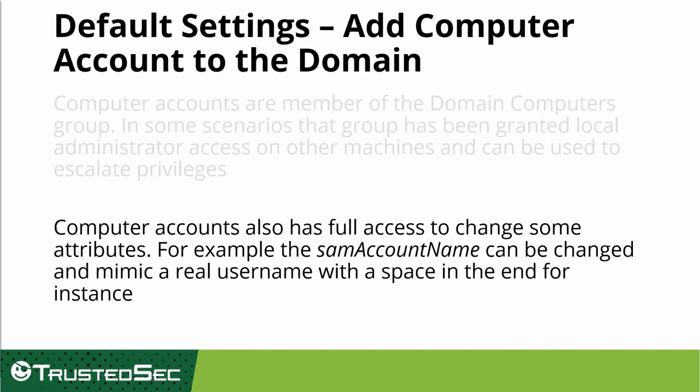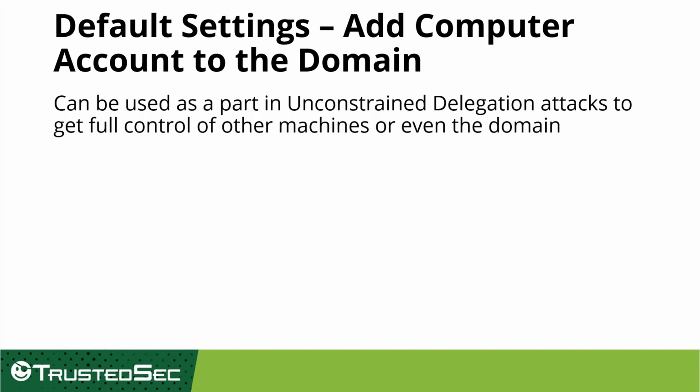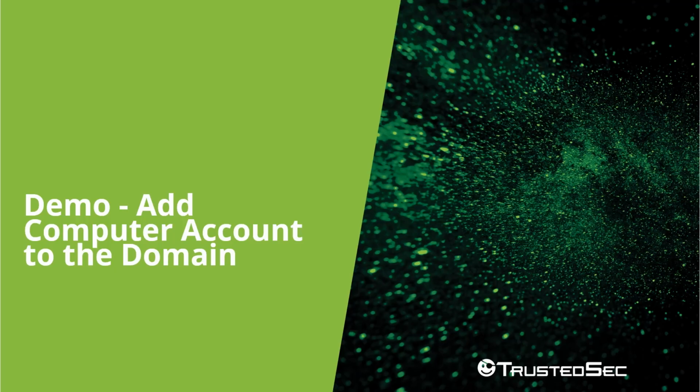A computer account also has full access to change some of its own attributes. A great example that attackers can abuse is changing the SAMAccountName attribute to mimic a real user to confuse defenders. Computer accounts are also often used in unconstrained delegation attacks as part of a chain of attacks. Computer accounts can add their own SPNs and additional DNS hostnames, which is very useful in unconstrained delegation attacks. Next, we are going into the lab environment and go over some of these attacks we just discussed.